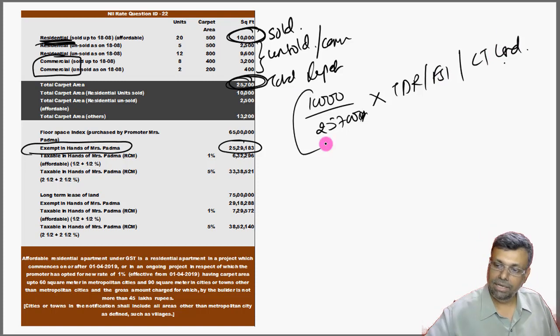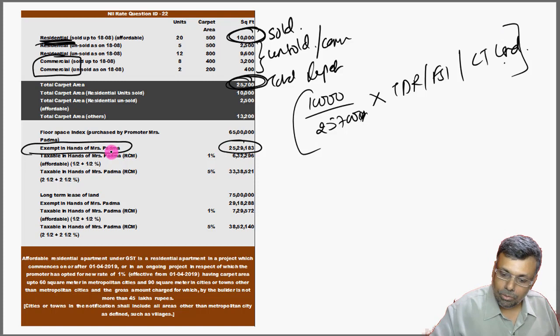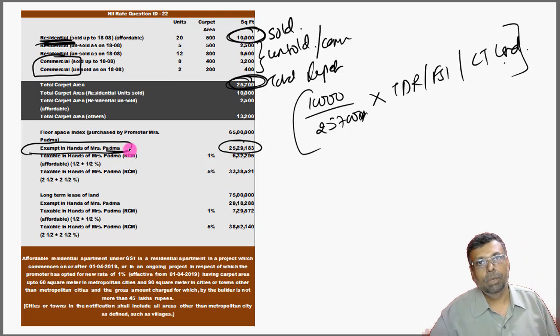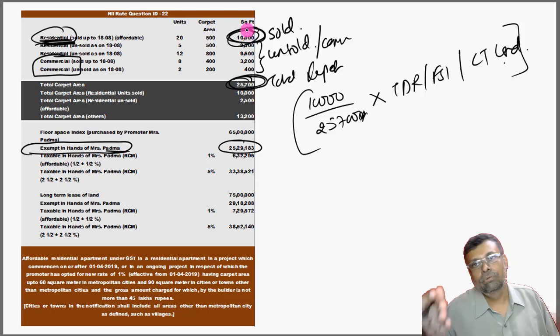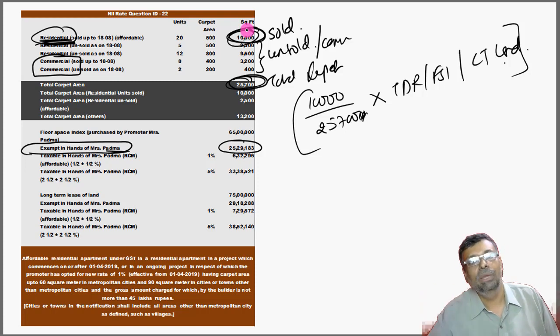Okay, so this is the equation, and to that extent it will be exempt in the hands of the promoter. And the logic is very simple, because this much of the residential units you have already sold, so the full GST the flat buyer has already paid. No, because when you have sold it before the date, the customer has purchased it under construction. That's the reason the customer is paying the full GST, and that's the reason the promoter is given the exemption. That's the logic of the law.